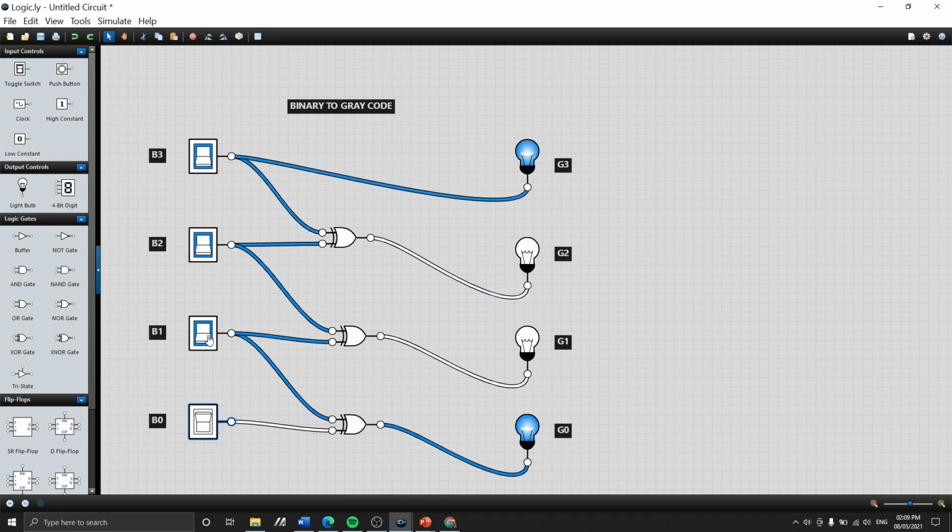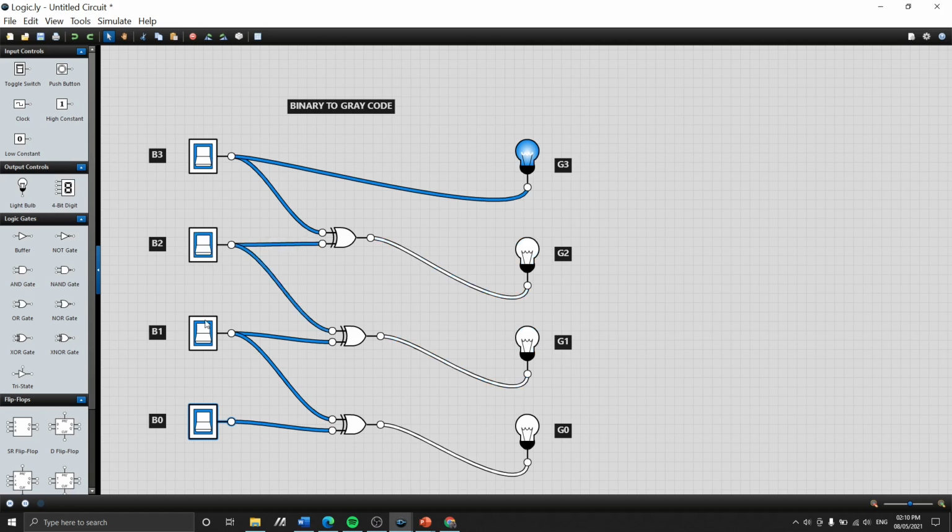When B3 is 1 and the remaining inputs are 0, then G3 and G2 are 1 and the remaining outputs are 0. When B3 and B1 are 1 and the remaining inputs are 0, then all the outputs are 0. When B3, B1 and B0 are 1 and B2 is 0, then all the outputs are 1 except G0.